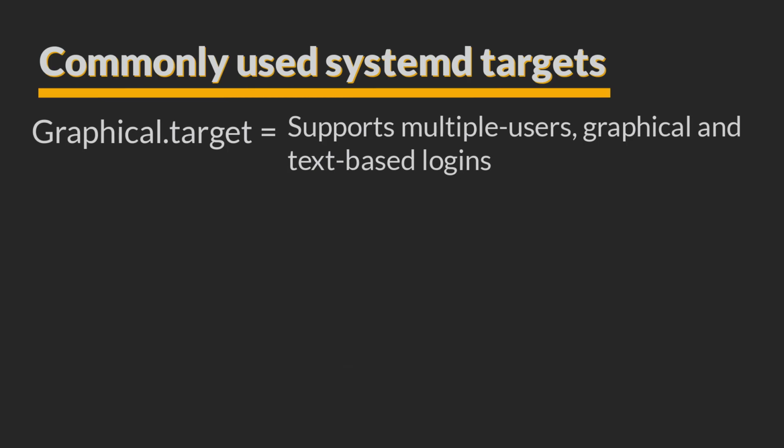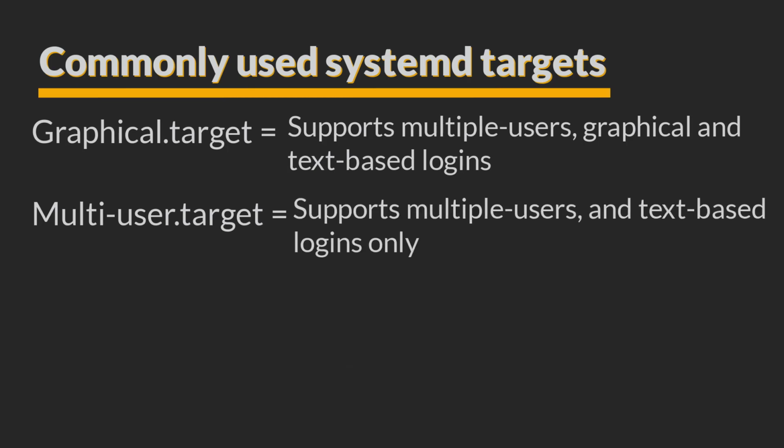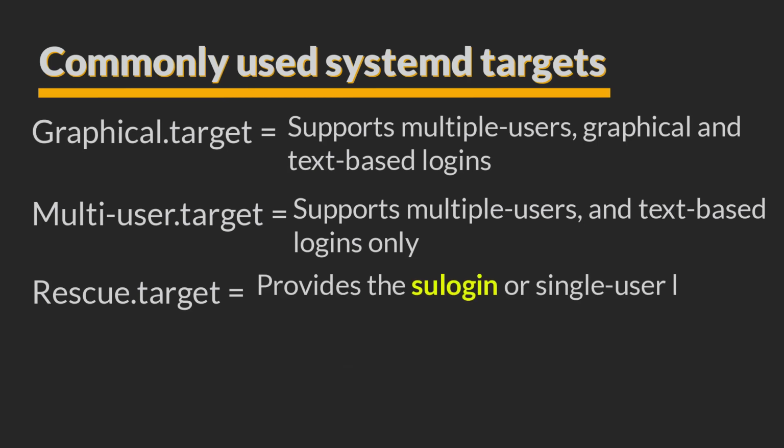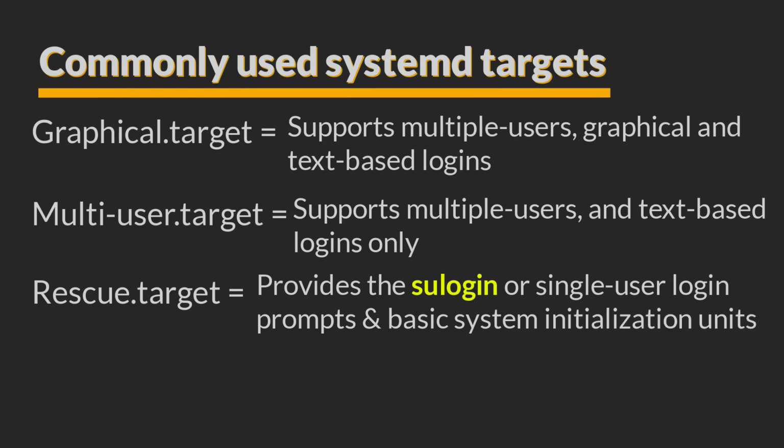The next systemd target is multi-user.target. With this type of systemd target, or the run level when set to a Linux system, supports multi-users and text-based logins only. It will not provide you the graphical user interface login. The next systemd target is the rescue.target. With this type of systemd target, or the run level when set to a Linux system, provides the SU login or the single user login prompt and the basic system utilization units only.